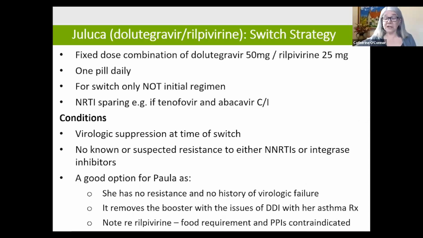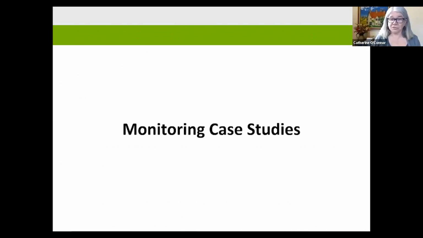It removes the booster with the issues of direct drug interaction with her asthma treatment. But there is the issue that because there's rilpivirine, there's a food requirement, and proton pump inhibitors are contraindicated. So we need to look carefully at what is the best option for Paula in her individual situation. So now let's just look at some case studies.